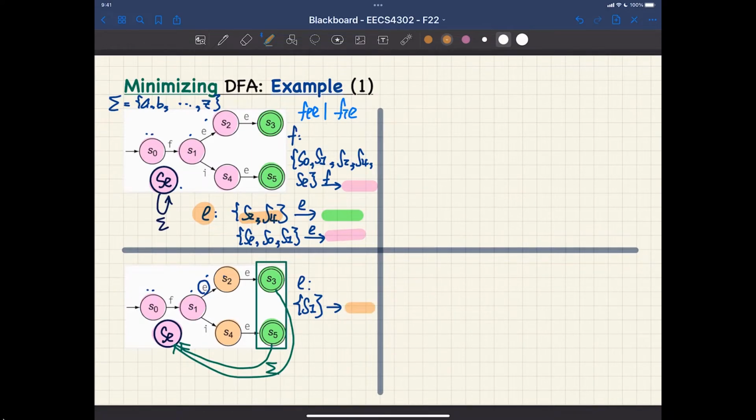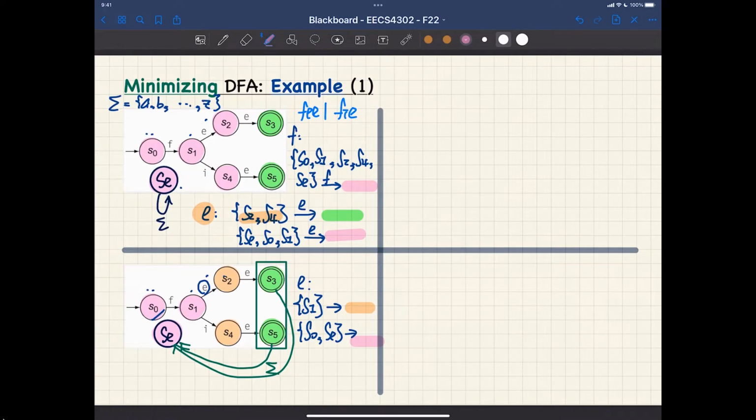Whereas for the other states in the same partition, which will be, let me write it down, S0 and SE: in the case of S0, if I take E, it's going to the error state. In SE, if I take E, it also goes to the same error state, which is the same partition. So those two can stay in the same partition. That means we should really split S1 out.